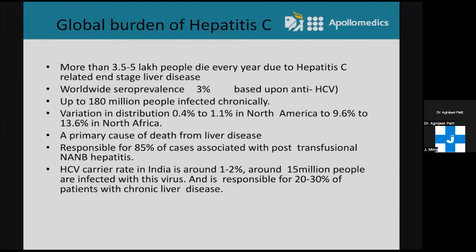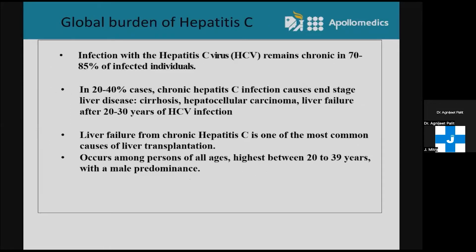The worldwide seroprevalence is about 3%. The variation in distribution in North America is about 0.4 to 1.1%, whereas it is more than 10% in North Africa. It is responsible for 85% of cases associated with post-transfusional non-A, non-B hepatitis. Hepatitis C carrier state in India is around 1 to 2%, and around 15 million people are infected with this virus, and 20 to 30% of patients with HIV infection are presenting with chronic liver disease.